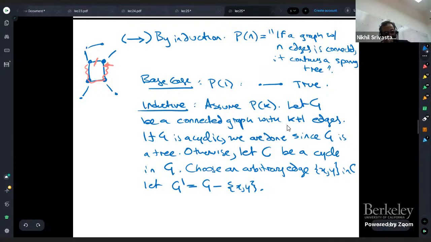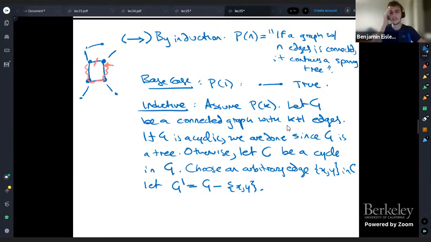Now, what are the important features of G prime? Well, one is it has at most k edges, obviously, because I deleted one edge. But the more interesting thing is G prime is still connected. Can anybody think of what the formal argument is to say that it's still connected? Connected means for every pair of vertices, there's a path in G prime. G prime also has the same vertex set as G, by the way.